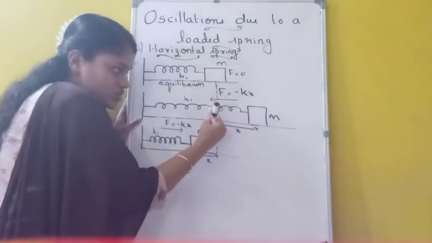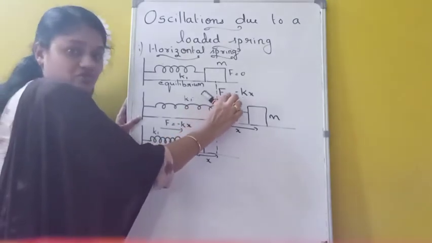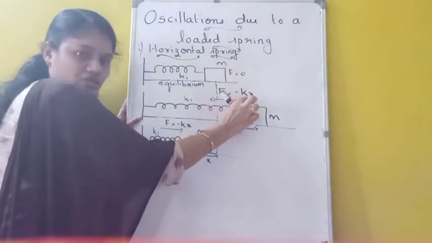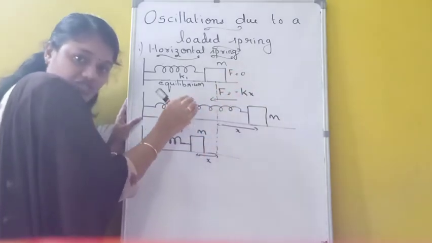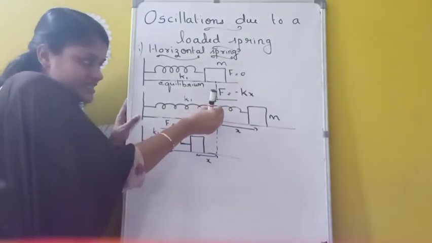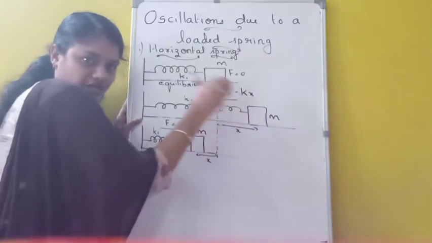A restoring force will develop inside the spring, and that is given by F equals minus kx. We already studied this. This is the restoring force acting in the spring which tries to bring the spring back to its original position. That means it is in the opposite direction of which one? Displacement. This restoring force is acting in the opposite direction of displacement.